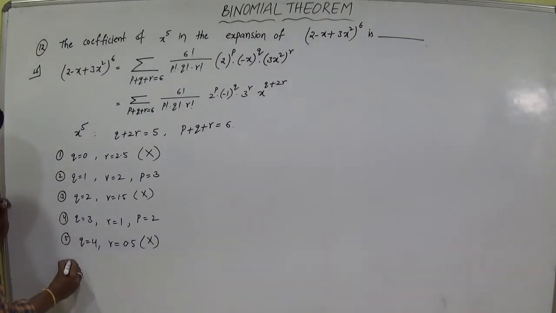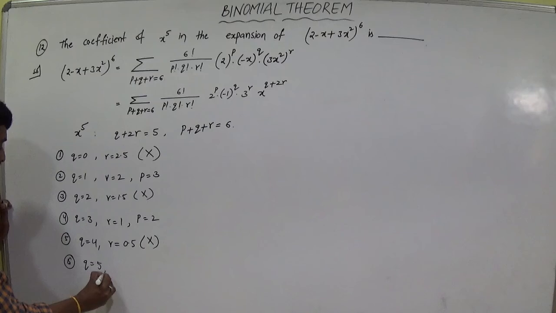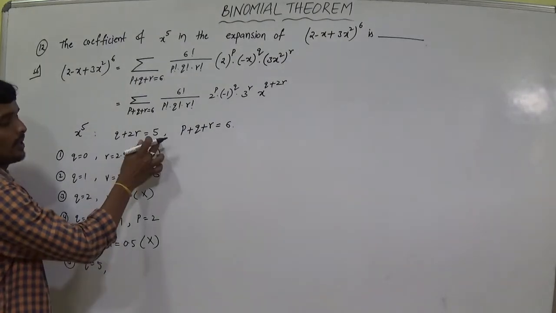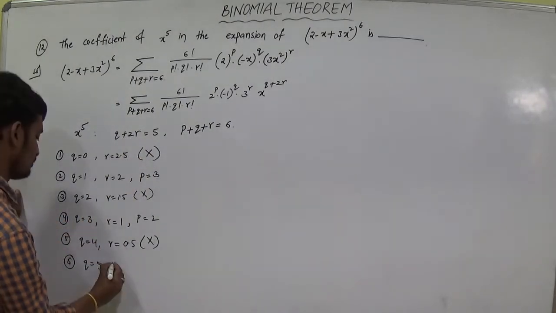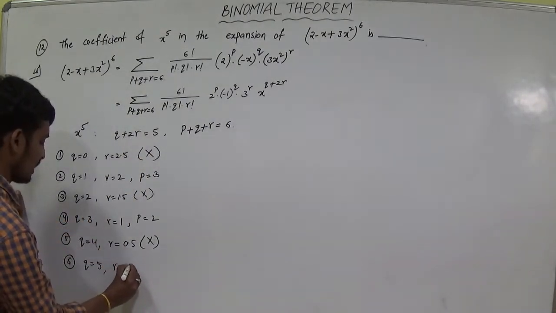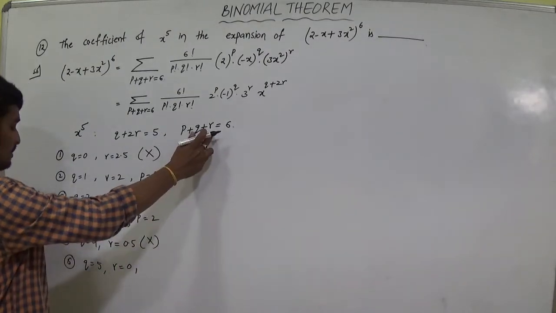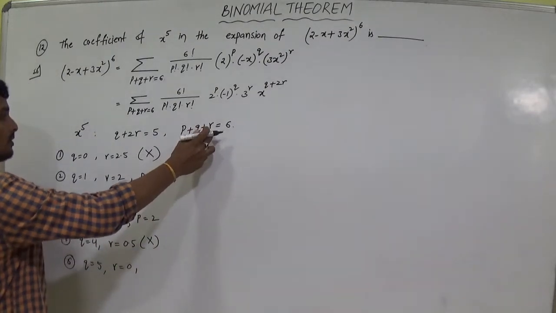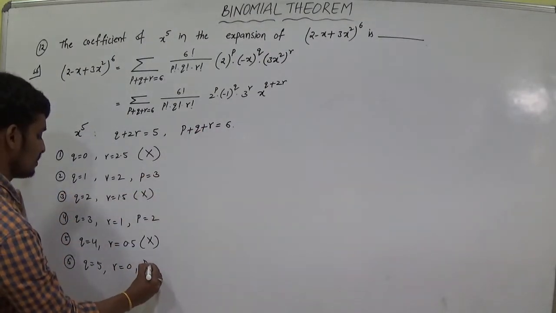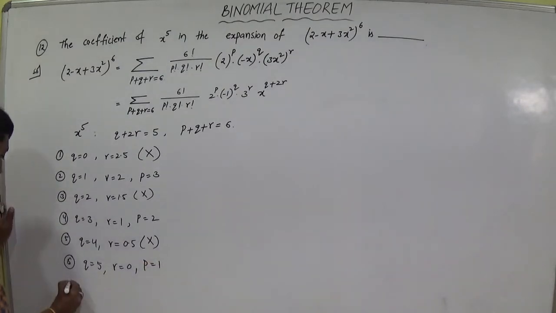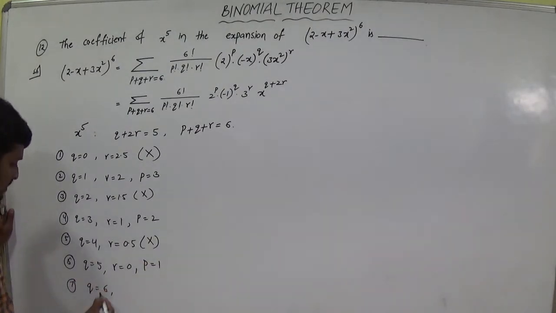Now I am taking the sixth case, that is q is equal to 5. 5 minus 5 is 0, so r is equal to 0. Applying here q is 5, r is 0, then p is equal to 1. This is also okay.